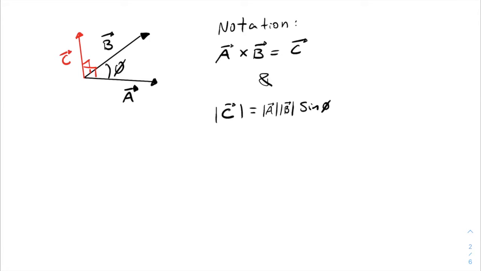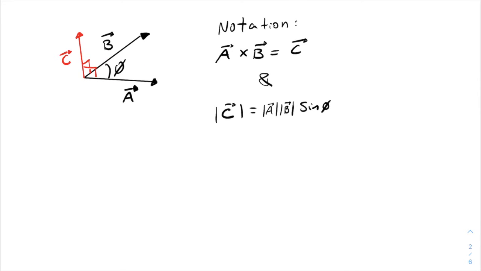The cross product, also known as the vector product, is simply the product of two vectors that has as a result another vector. The notation we use for this multiplication is a vector A given, multiplied, where the multiplication symbol is an X, times the vector B, being equal to this new vector called C. And also we say that the magnitude of this vector C is equal to the magnitude of vector A times the magnitude of vector B times the sine of the angle between the two vectors A and B, as we can see in this picture here.